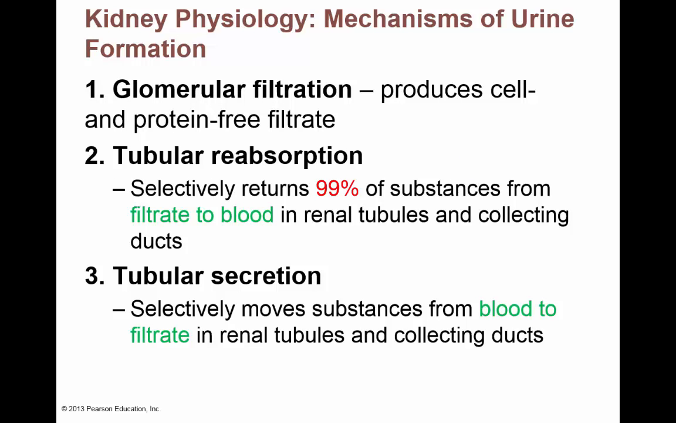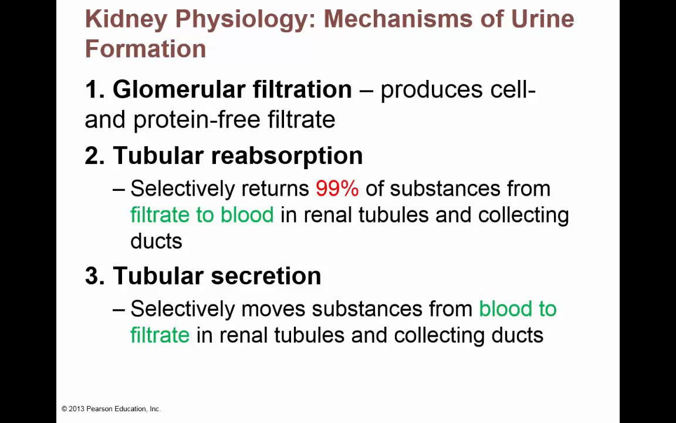The glomerular filtration, so it's happening inside the glomerulus. We are filtering the blood, and our main job of glomerular filtration is to produce a cell-free, protein-free filtrate. So, Mike, you should not have any cells, you should not have any protein in your urine.